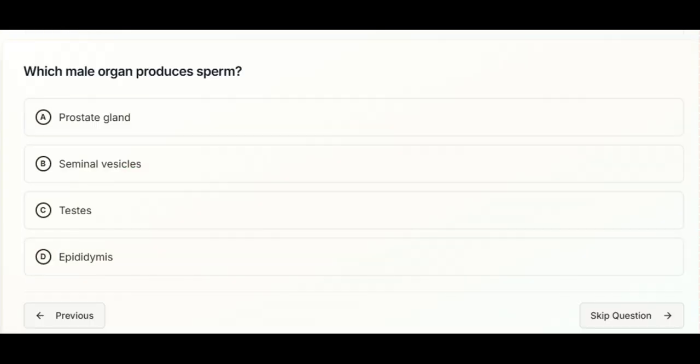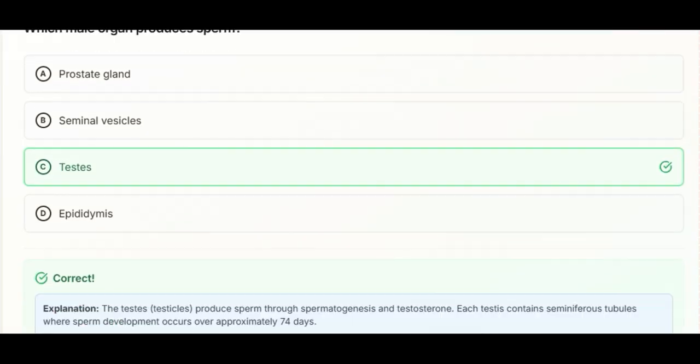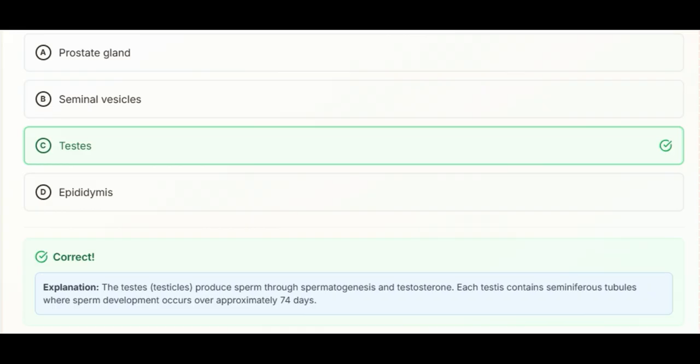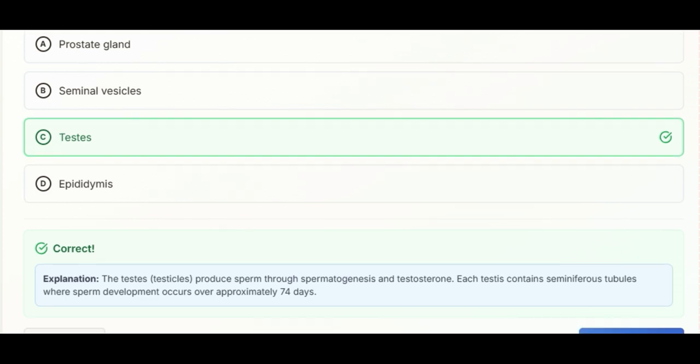Which male organ produces sperm? Prostate gland, seminal vesicles, testes, epididymis. Testes. The testes, or testicles, produce sperm through spermatogenesis and testosterone. Each testis contains seminiferous tubules where sperm development occurs over approximately 74 days.